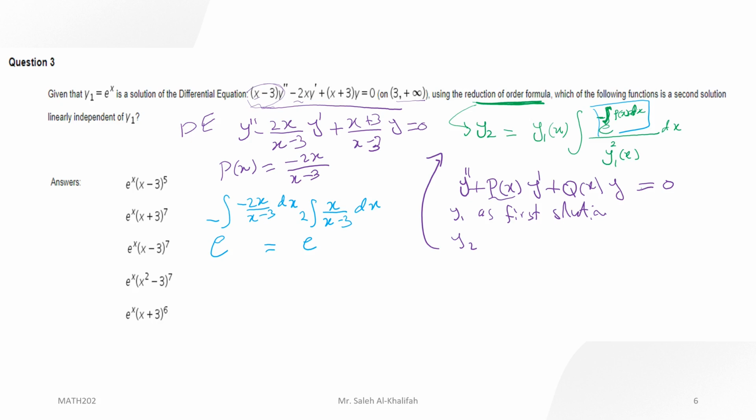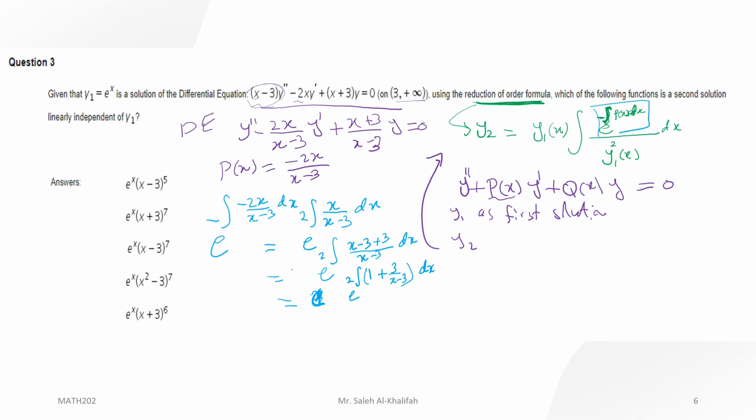لكن هنا ما يحتاج long division. We can add and subtract 3 at the numerator, so we can solve it easily. This is one way, or we can apply long division. Integral of x minus 3 plus 3 all over x minus 3 dx. هل أنا سويت شيء؟ لا. هنا 0 وهنا 0. الآن we do the separation. We get e to integration of 1 plus 3 over x minus 3 dx.